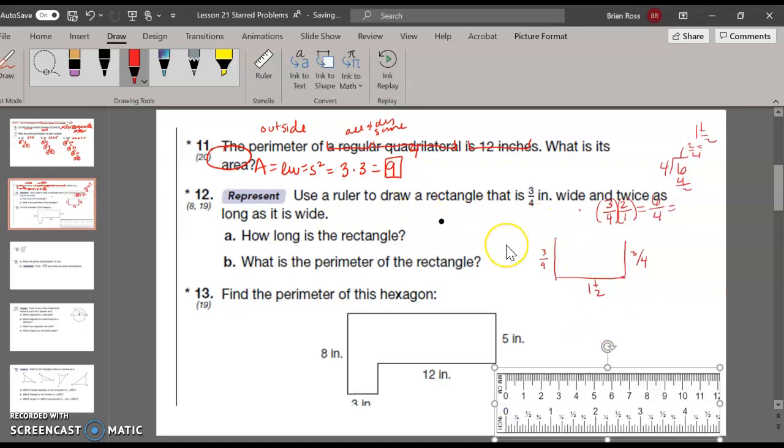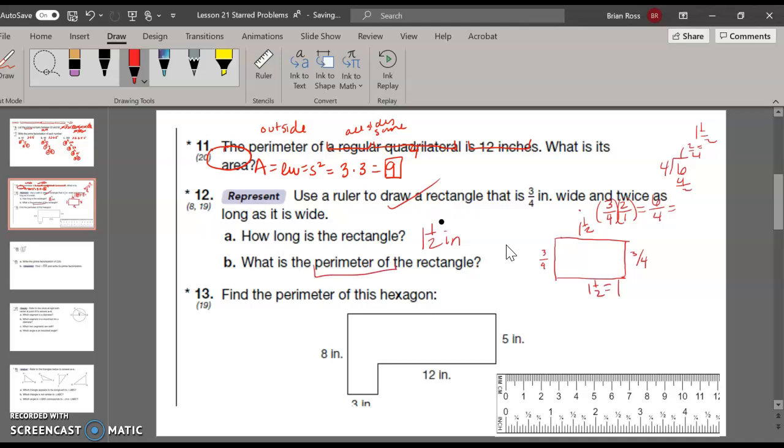Okay. And then this is 1 1/2. So I've drawn the rectangle. How long is the rectangle? I just figured that out here. 1.5 inches. And then the perimeter, I'm going to have to add all the way around.